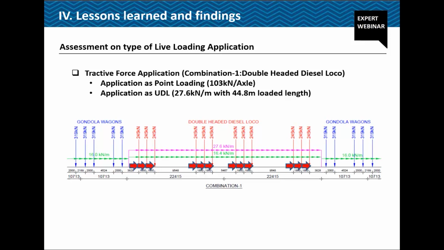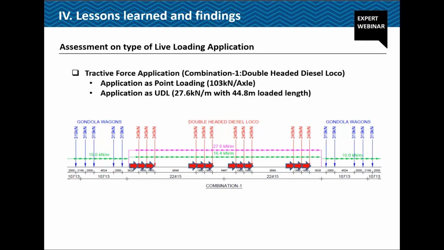And we can think about this traction force divided by this equivalent length, which will give this much loading intensity. And also in terms of braking, as we can see from this green line, we can divide the corresponding loading by this distance of this gondola. I'm getting around 16.0 kilonewton per meter.